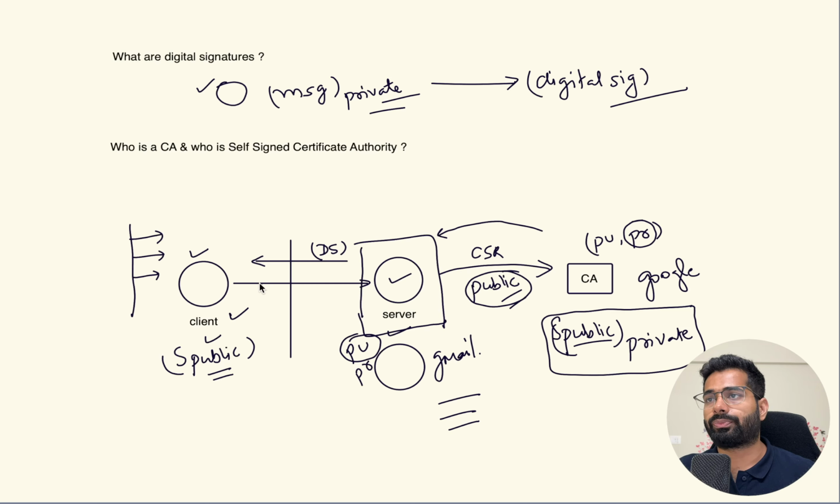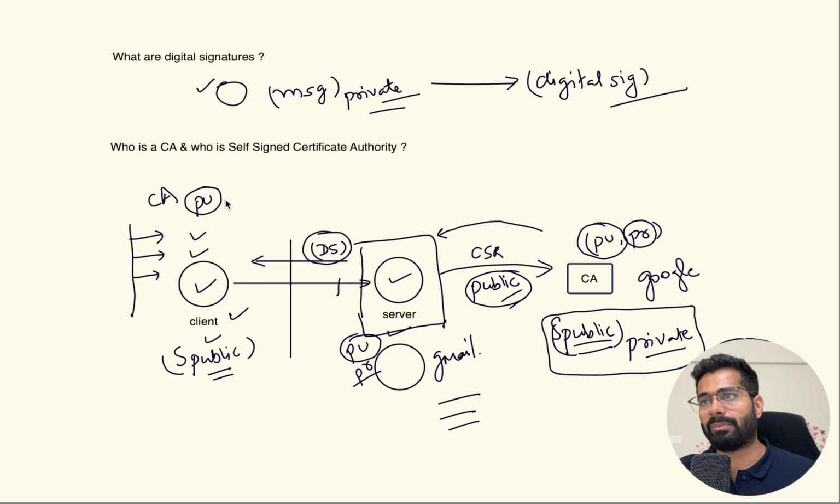Now let's say tomorrow a client comes and asks the server to authenticate itself. So the server, instead of sending some message signed by its private key, will send this particular digital signature, which contains its public key signed by the private key of the certificate authority. Just hear this again. This digital signature will come here, and this client is supposed to have the public key of the certificate authority. I'll tell you how. Let's say it has the public key of the certificate authority.